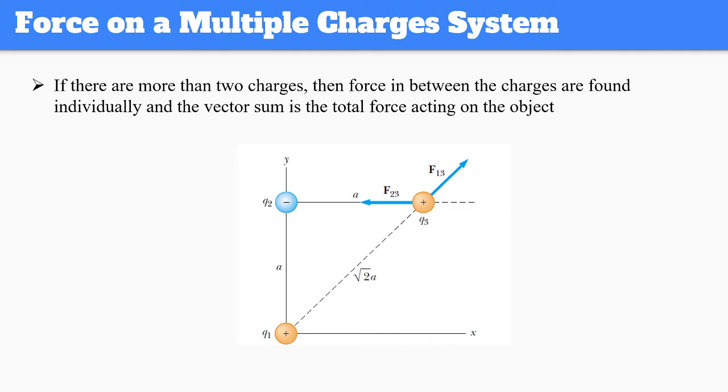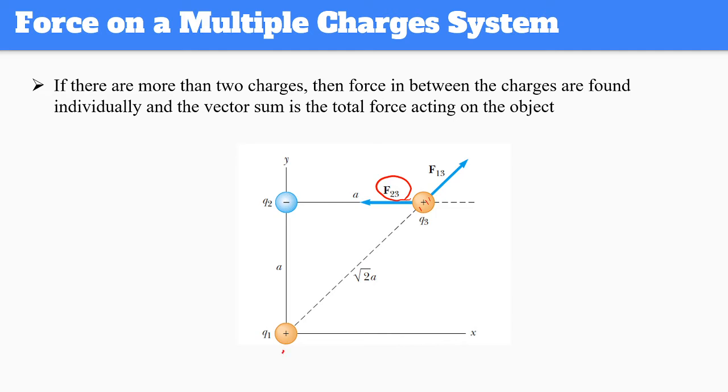Alright, so if you have more than one charge in the system, then what's going to happen? Let's say in this case we are talking about the force on the third charge. So you figure out the force in between individual charges, so Q3 and Q2. What is the relationship in between them? One of them is positive, the other is negative. Then we will know that they're going to attract each other. So we draw the force vector in between the second and third charge. It is going to be towards left.